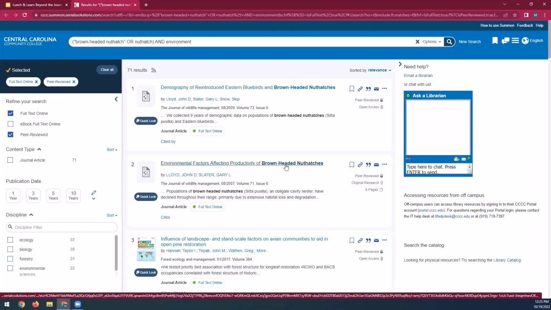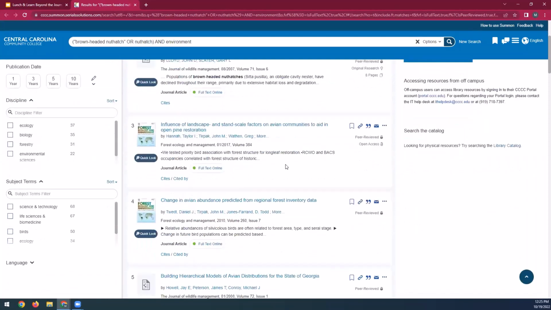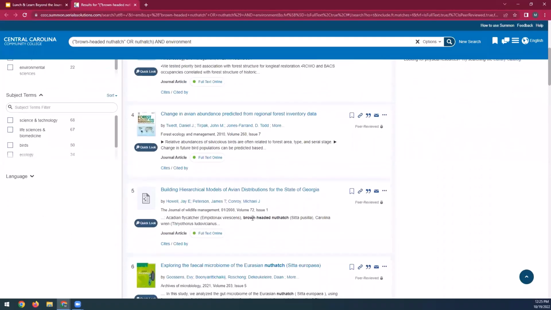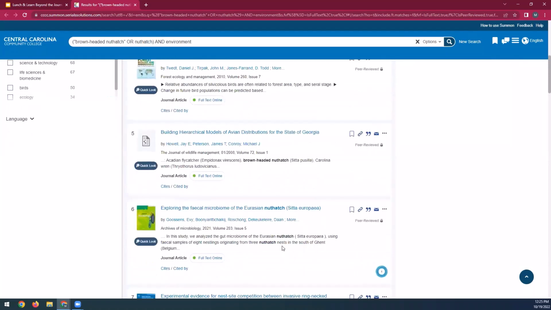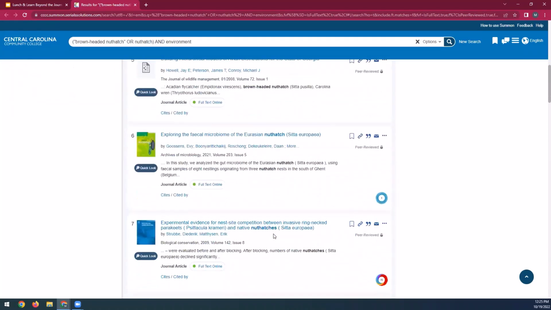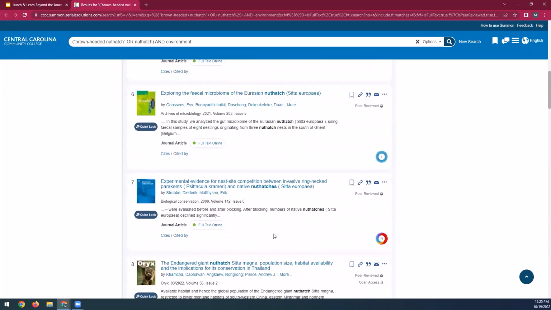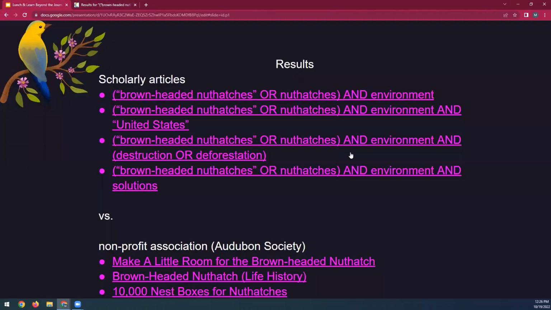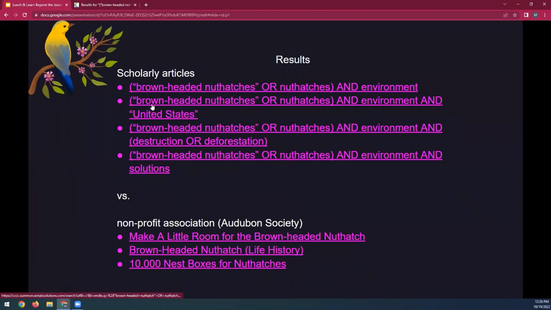But after I start to move down the page, I started to notice that there were references to the brown-headed nuthatch every once in a while, but then it just started to be pretty broad, just nuthatches in general, just any old nuthatch that we can find. And that may not necessarily be relevant to my research because I specifically want to know about these types of birds in the United States. So then I decided, okay, I'm going to focus on the United States.